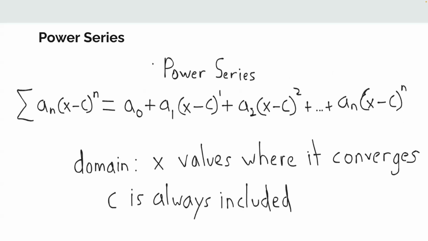Okay, power series. So a power series is represented like this: the sum of a of n multiplied by x minus c to the power of n. Let's start at n equals 0. That's just a of 0 plus a of 1, x minus c to the 1, plus a of 2, x minus c squared, and so on, all the way to a of n multiplied by x minus c to the power of n.